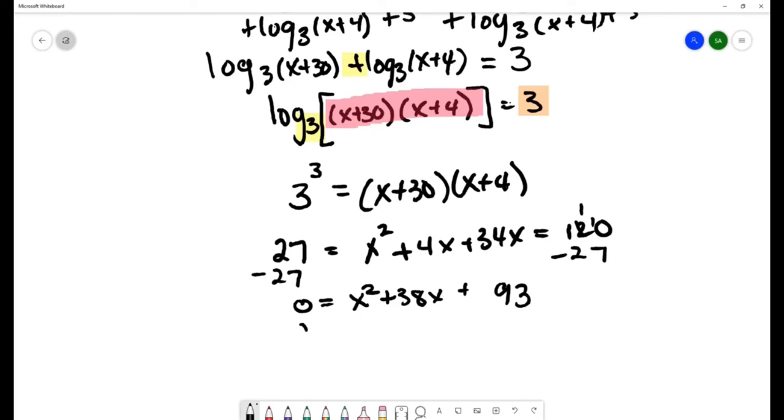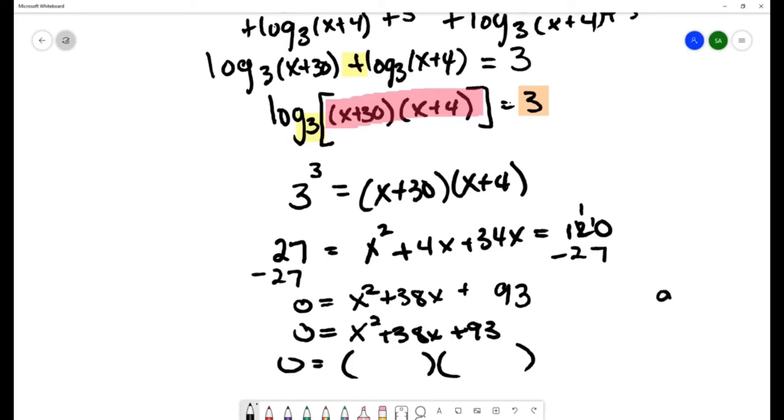All right, so let me rewrite that a little nicer. x squared plus 38x plus 93. I'm going to see if I can factor this. See, factors of 93 will be 1 and 93, 3 and 31.